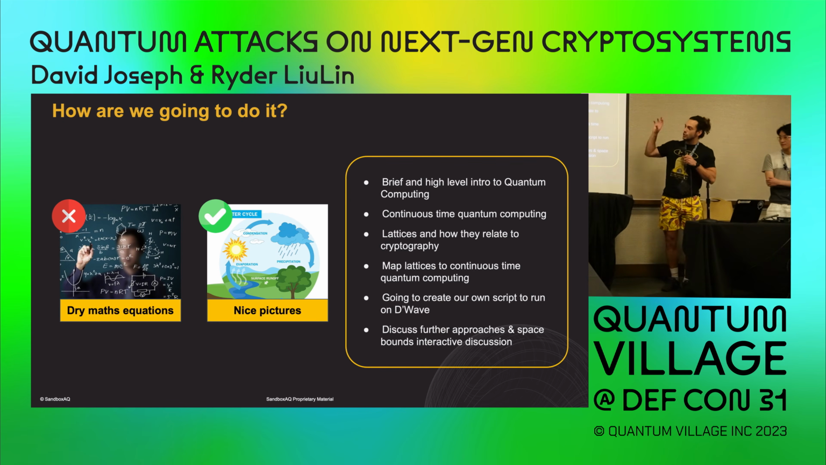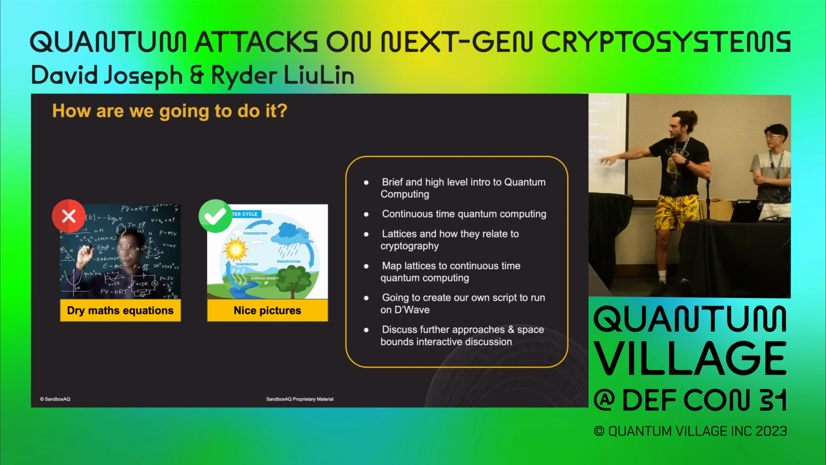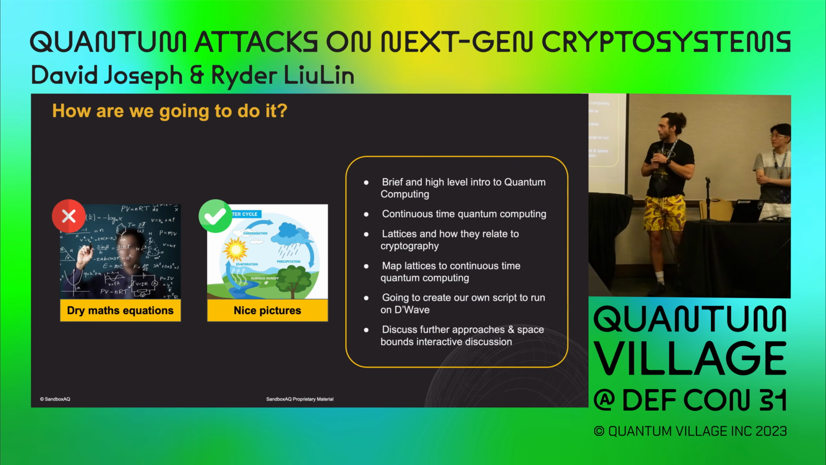And what we're going to do is we're going to use this problem. We've got a crypto system that we want to break. It's based on a mathematical problem, and we're going to create a quantum algorithm to try and see if we can have a crack at solving this problem. And this is a nice framework to basically take us the whole way through a workflow. So we can start off with a brief and high-level intro to quantum computing, because we don't have many quantum native people here. And that's going to be given by Ryder here, who I will introduce momentarily.